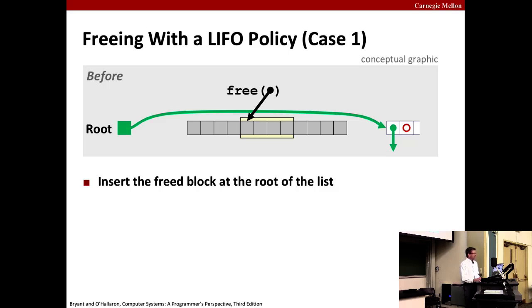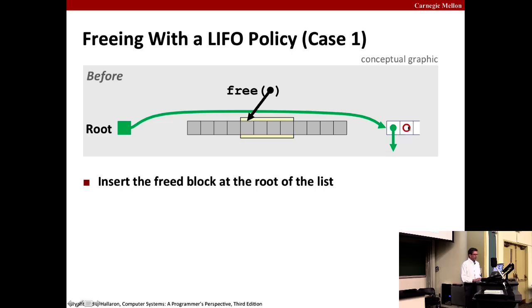Okay, now to get to your question about freeing. Freeing is tough because we always have to do this coalescing, because of this invariant that we can never have two adjacent free blocks. So let's go through each of those 4 cases that we went over last time and see how we would do it now that we have this explicit free list.